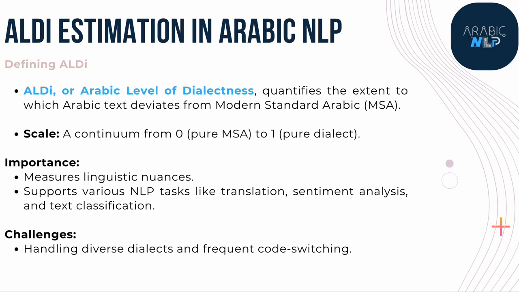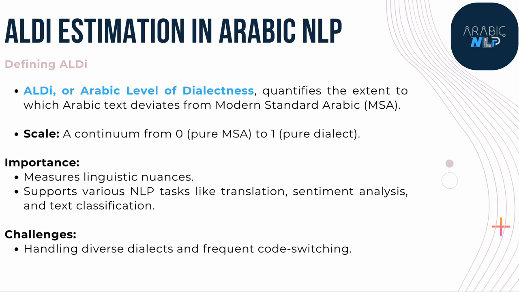ALDi stands for Arabic Level of Dialectness, which quantifies the extent to which Arabic text deviates from modern standard Arabic. So it somehow bridges the gap between MSA and the rich diversity of Arabic dialects. And it goes on a scale from 0 to 1, where 0 identifies pure MSA and 1 is a pure dialect.